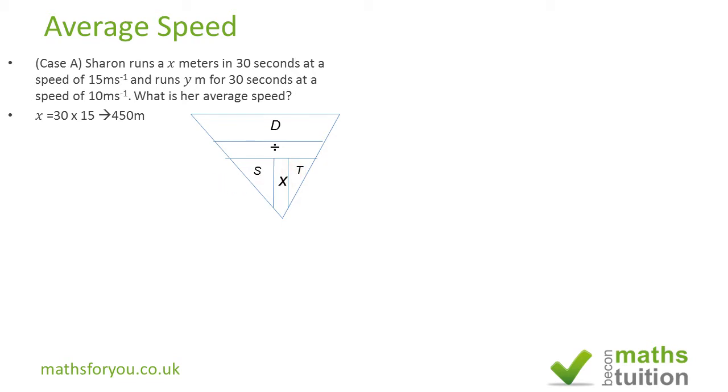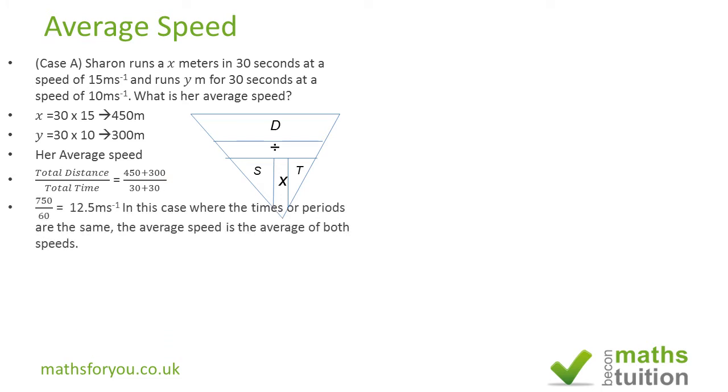So X in our case is 450 meters, and similarly Y is 300 meters, because 30 times 10 gives us 300 meters. Now the average speed is the total distance divided by the total time. So that's going to be 450 plus 300 divided by 30 plus 30. That will be 750 divided by 60, and we end up with 12.5 meters per second. And that's our average speed. In this case, the times are the same.